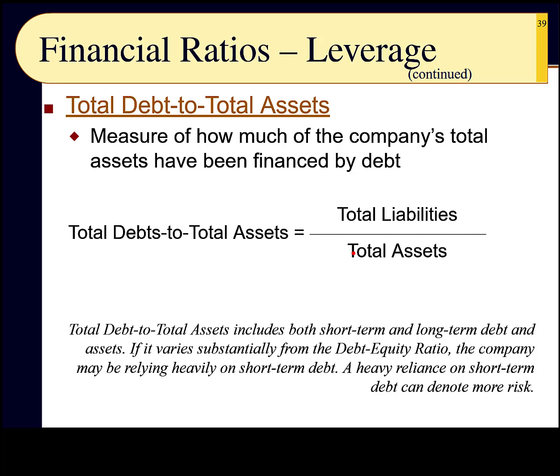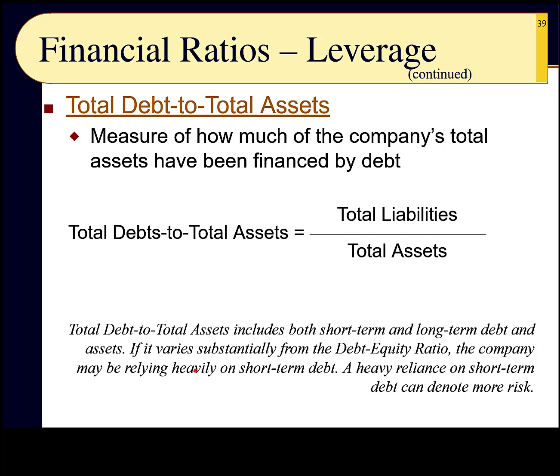Total debt to total assets includes both the short-term debt and the long-term debt. It varies substantially from the debt to equity ratio. If it varies substantially, then the company may be relying heavily on short-term debt, which can be problematic. In other words, they're making their mortgage payments with their credit card, right? They're using short-term debt as opposed to long-term debt for long-term assets.